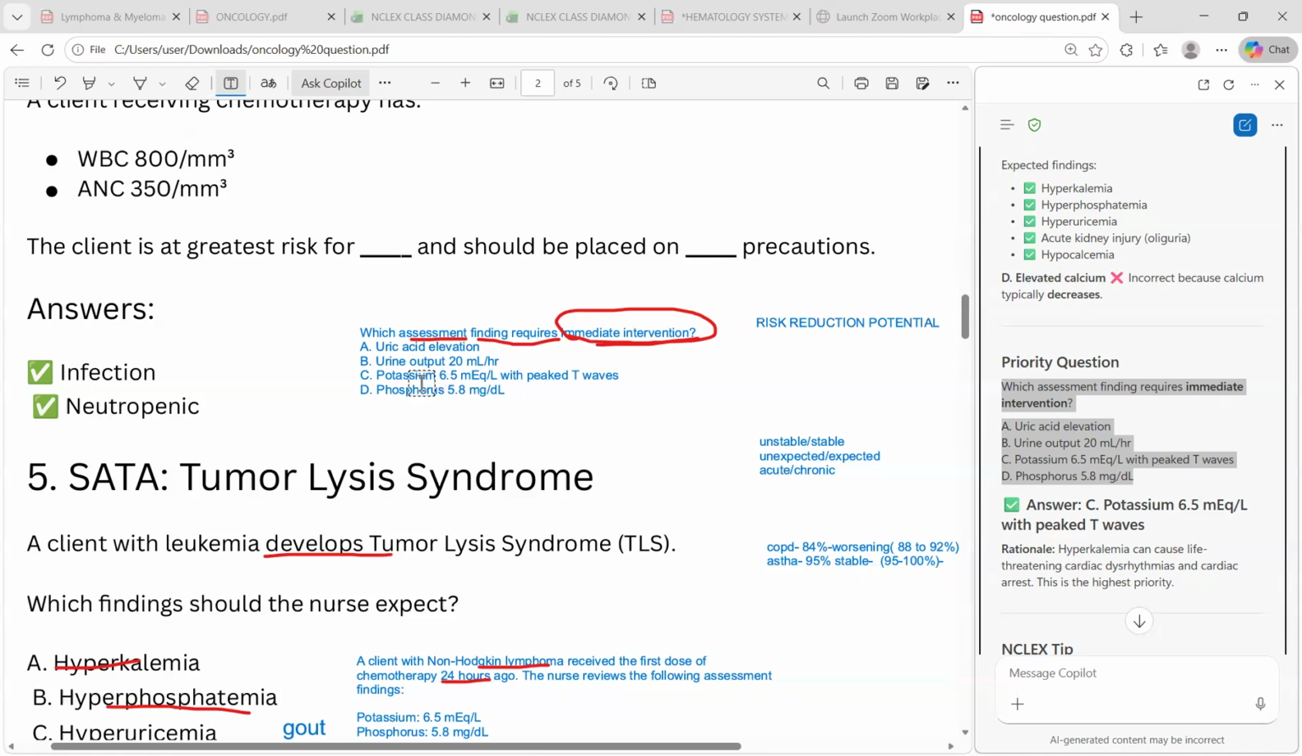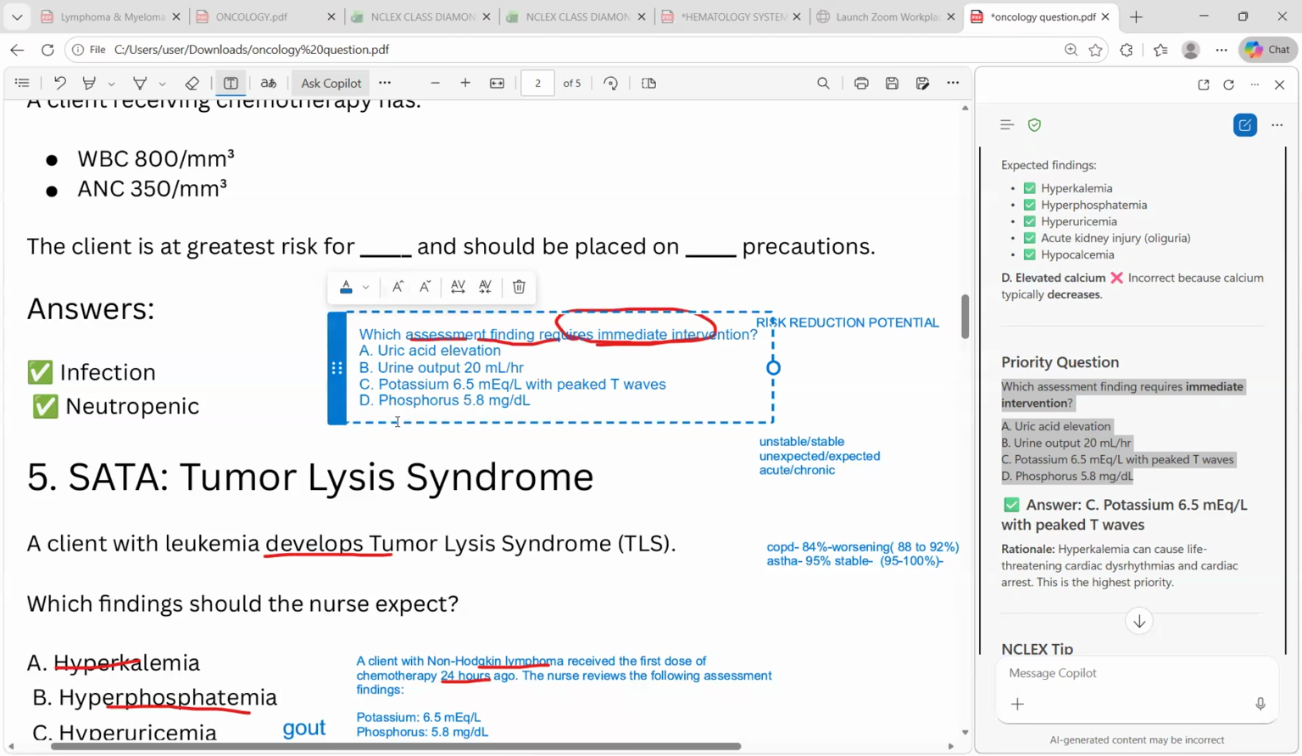Option A, uric acid level elevation. Option B, urine output 20 ml per hour. Option C, potassium 6.5 mEq per liter with peaked T wave. Last one, phosphorus 5.8. We know that in tumor lysis syndrome, hyperkalemia, hyperphosphatemia, hyperuricemia and hypocalcemia can be the expected findings.